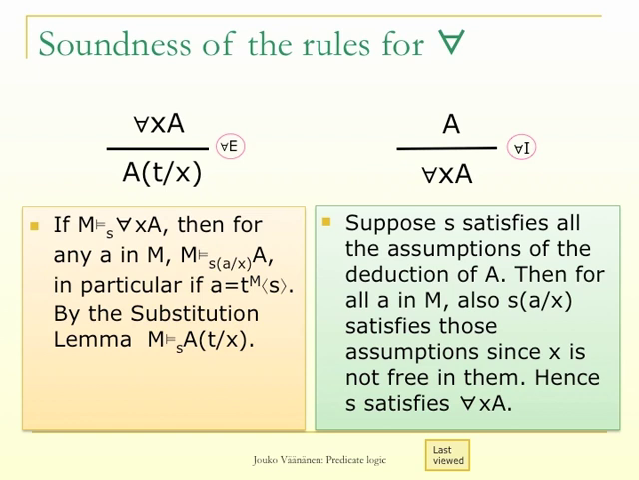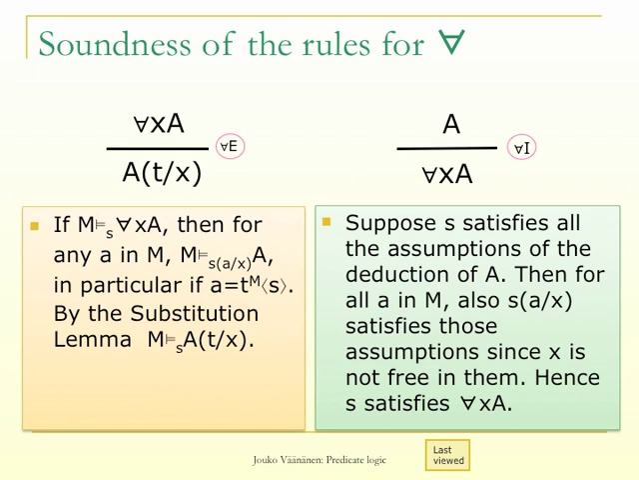From A we deduce for all x A, but of course we have to assume that the variable x does not occur free in any uneliminated assumption of the deduction of A. So suppose S is an assignment that satisfies in M the assumptions B1 to Bn. Suppose also that S satisfies in M all uneliminated temporary assumptions in the deduction of A.